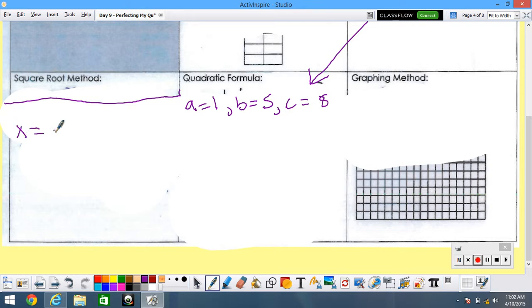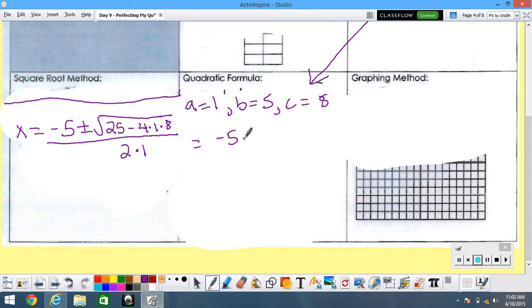So here we go. X equals negative B plus or minus the square root of B squared, which happens to be 25, minus 4AC, all over 2A. So if I do this, I get negative 5 plus or minus the square root of 25 minus 32, which is negative 7, over 2. Now, I can't take the square root of negative 7. Try it on your calculator. Go ahead and try it. It tells you no solution. So I can't take the square root. This tells me I have no solutions.